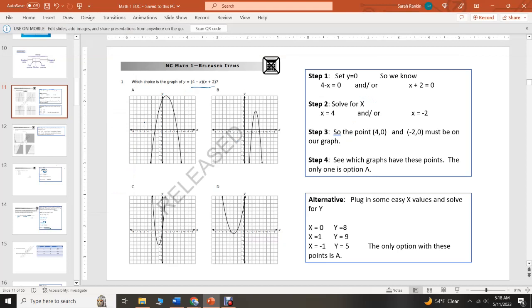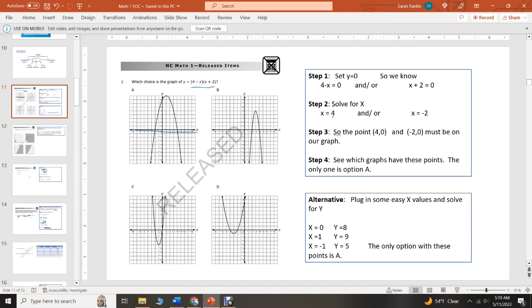So the easiest way to do this, I think, is to find my zeros. So where across my x-axis is y equal to 0. So I'll set y equal to 0. So 4 minus x is equal to 0, and x plus 2 must be equal to 0. So I solve each one of those. So x is equal to 4, and x is equal to negative 2.